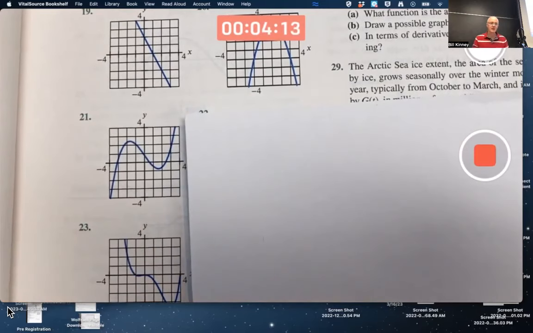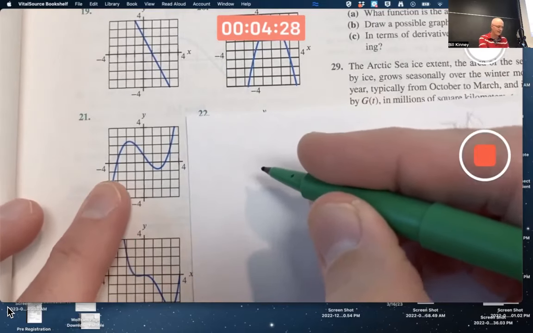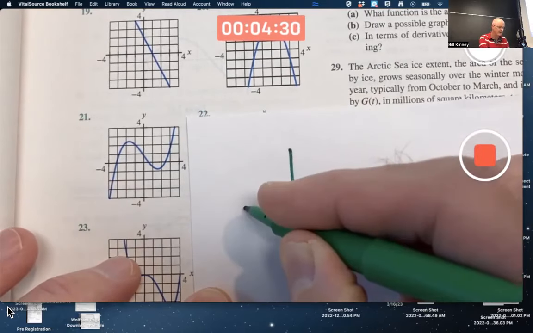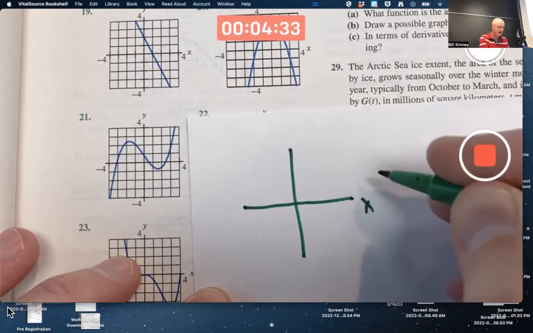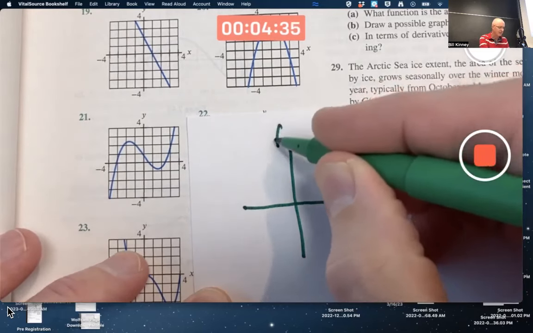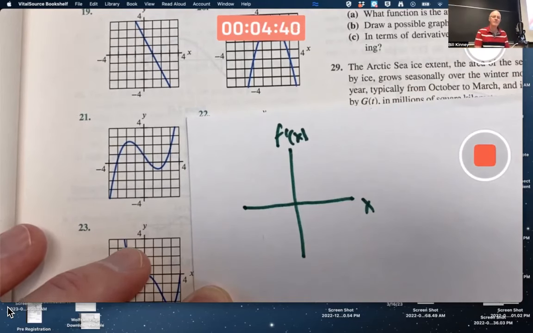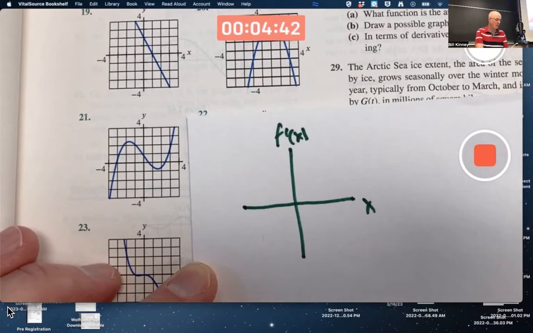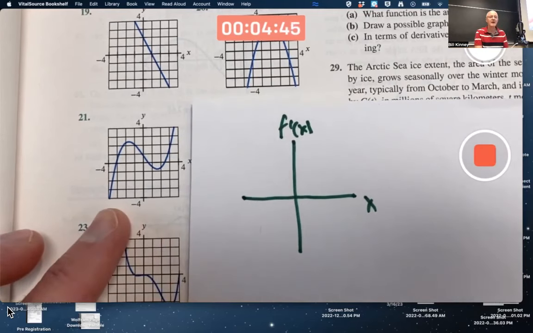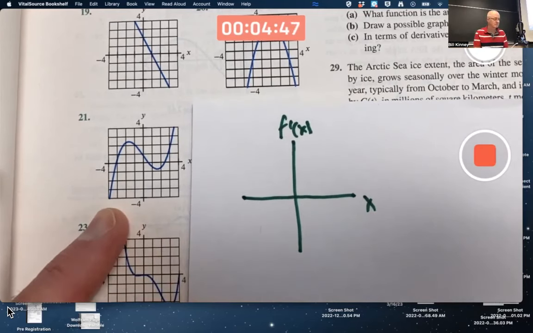So there's our function, f of x. The goal is to draw a reasonable graph of the second derivative. I think it probably is best to start by graphing the first derivative. So there's f of x right there. Let's draw a reasonable graph of f prime of x. How? We've done this before. Take a look at this graph and ask what the slopes are.